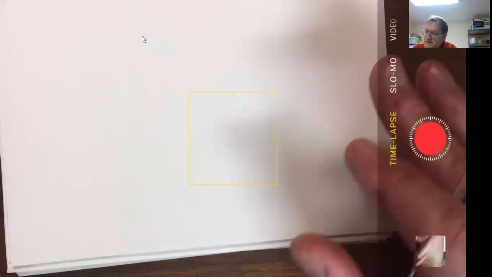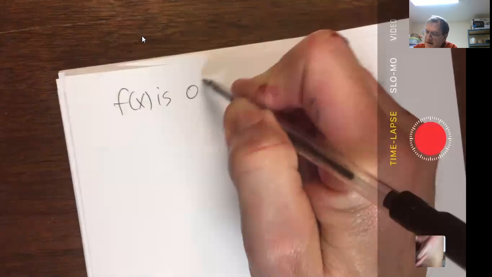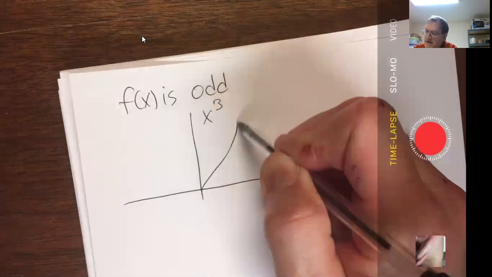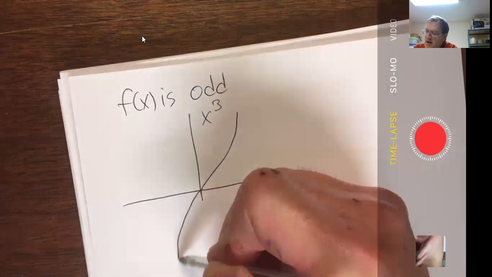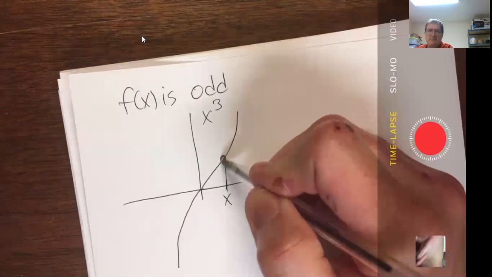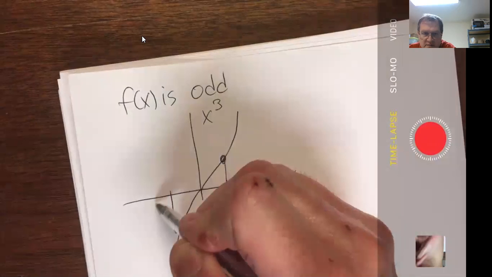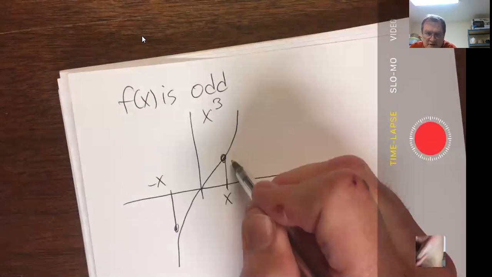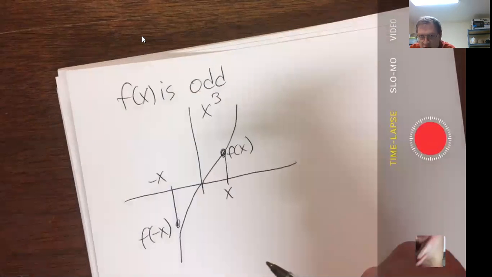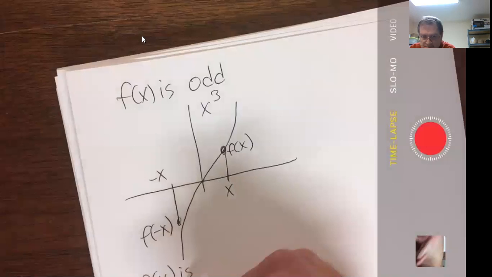f of x is odd if f of x is negative f of negative x. Or you can write this f of negative x equals negative f of x, meaning you put the negative on the other side, and in effect this comes out. So you got the same distance left and right. The vertical is f of x. Down here it's vertical, but it's down because one side's up, one side's down.